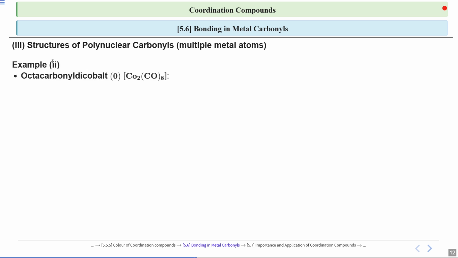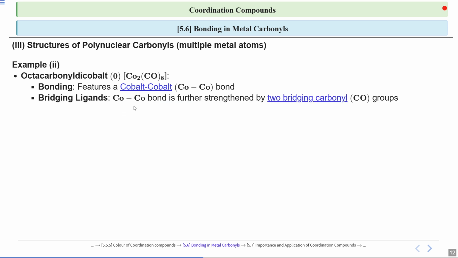Let's see another example of these polynuclear carbonyls. Example second, octacarbonyl dicobalt 0. That means there are 8 carbonyls attached to dicobalt, meaning 2 cobalt central metals, and the cobalt atoms have 0 oxidation state. The bonding here features a cobalt-cobalt bond. As we have seen in the manganese case in the previous example, here the bonding is between the cobalt and the cobalt, which are the central metals of both units. So there is direct bonding between these 2 metals.